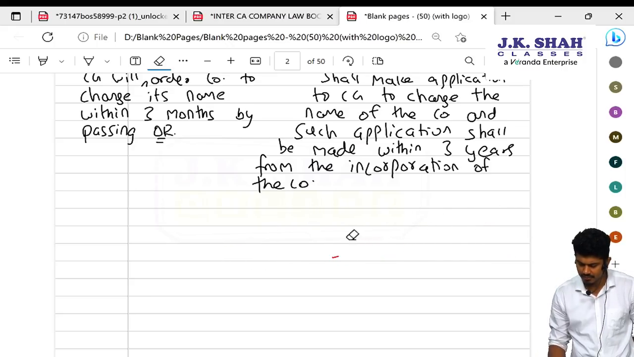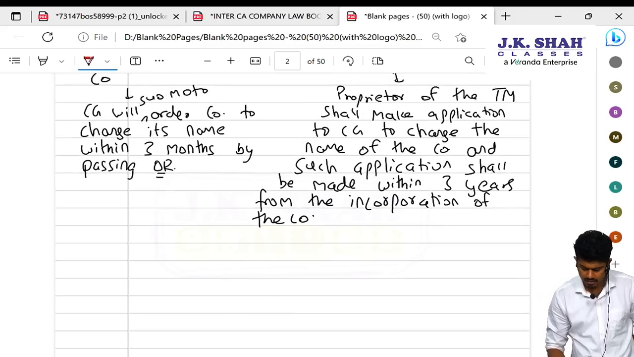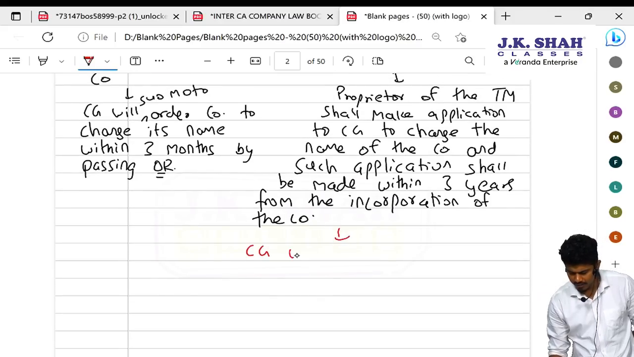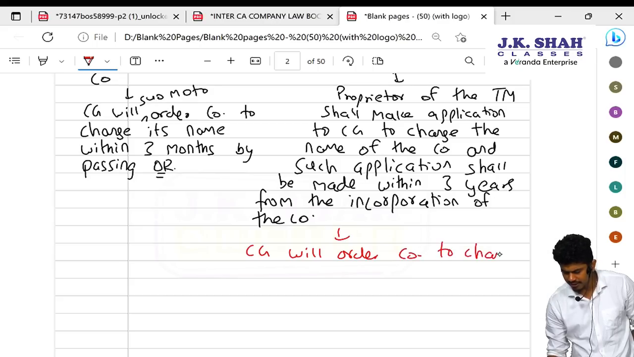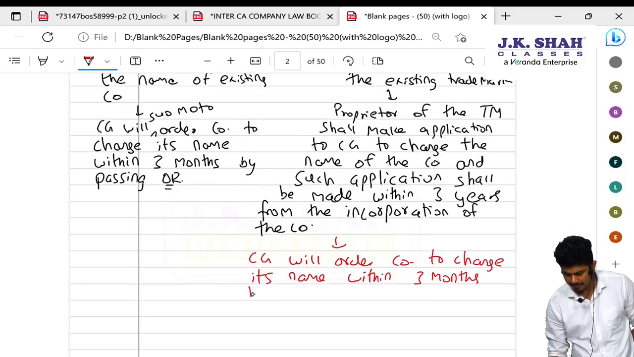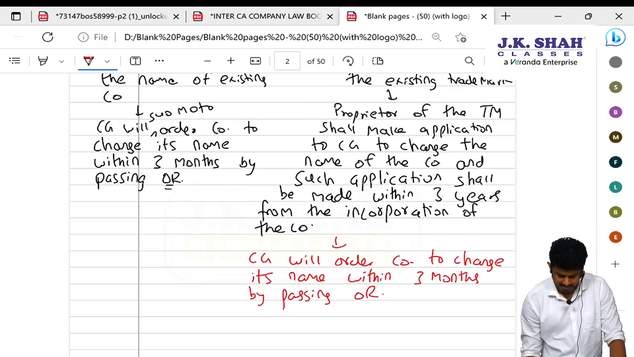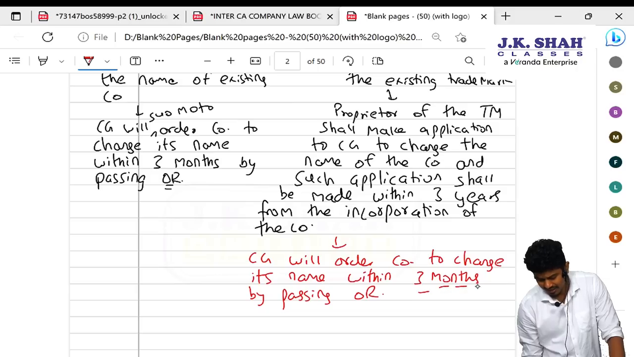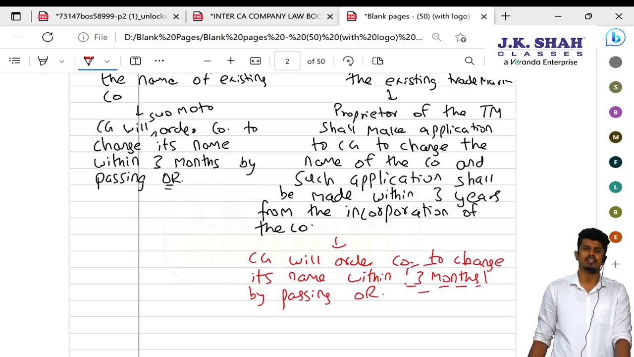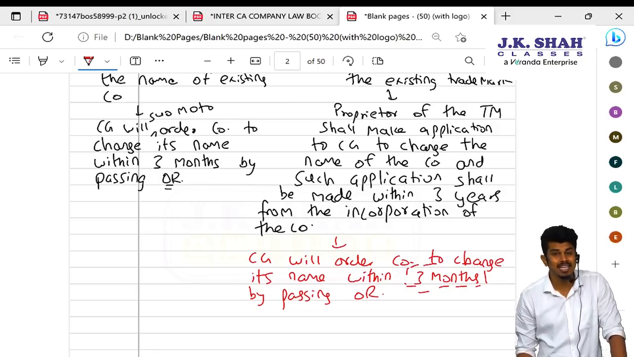Now, so in this particular situation, if an application is made to central government against the company, then central government will order company to change its name within 3 months by passing ordinary resolution. Achha, the amendment is, earlier here it was 6 months, now they have changed the timeline and they have reduced it to 3 months.